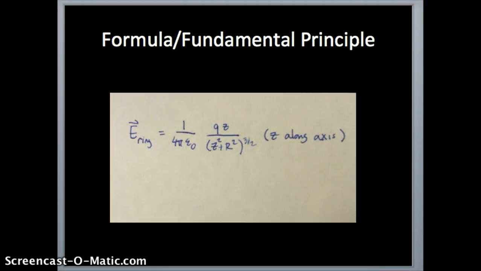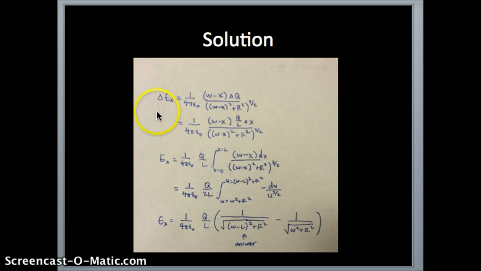So fundamentally we have to start by finding the electric field, and this is the equation for the electric field for a ring. And it's important to note that z is along the axis. So the change in electric field at the x-axis is equal to this quantity, and we substituted w minus x, which is the distance from the ring to the observer location. So we basically plugged in this variable into the formula you saw on the previous slide, and this is the final result simplified.